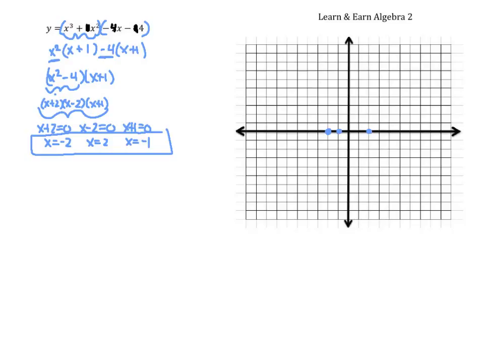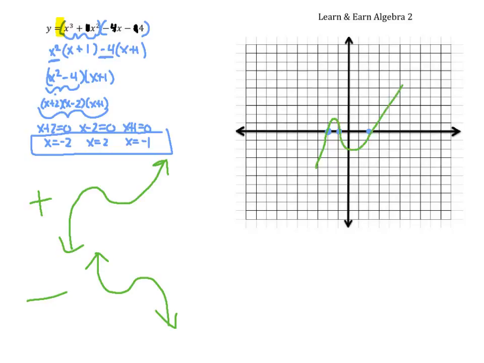Now, the last thing you need to look at is the sign at the very beginning, above the x cubed. That is going to be a positive, which means my graph is going to curve up to the right. If it was negative, my graph would curve down as I go to the right. So when I make my graph, I'm going to start by going up, back down, and up again.